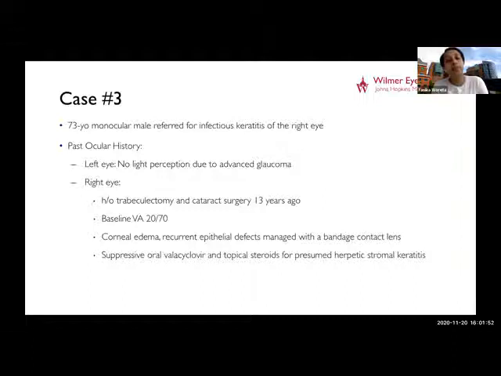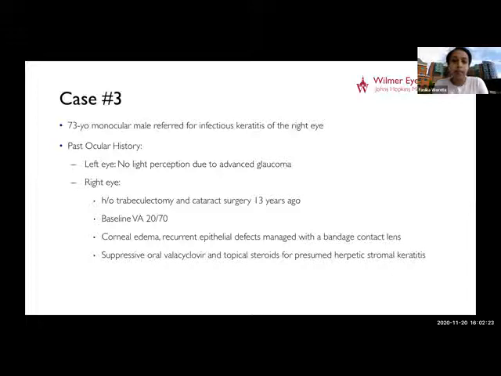This is a patient who I saw myself, who was a 73-year-old monocular gentleman who was referred for a corneal ulcer in the right eye. He actually had a complex ocular history in that eye, with a history of a trabeculectomy, cataract surgery, and baseline corneal edema. The vision in that eye was about 20/70, and he had recurrent corneal epithelial defects, which were managed with a chronic contact lens.